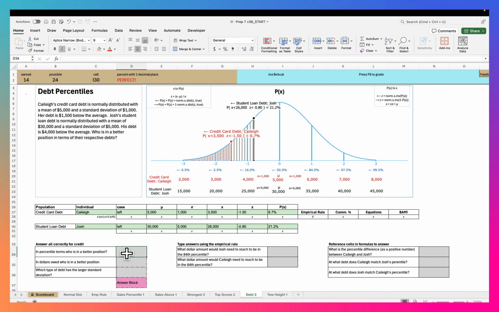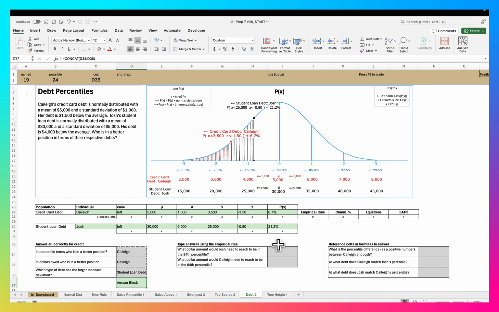All right, in terms of percentile, who's in a better position? It's Kaylee. Actually, I'm just going to reference the cell so I don't mess up the spelling. It's Kaylee. Who's dollars owed, who's in a better position? That's still Kaylee. Which type of debt has the larger standard deviation? That's Josh. Which type of debt was that? The student loan debt.